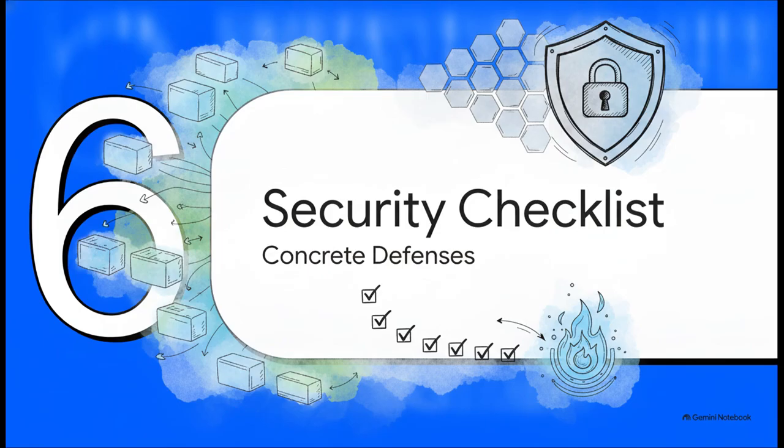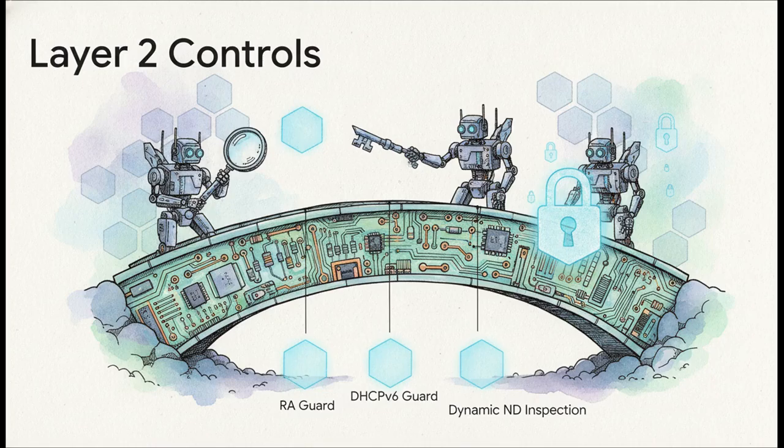Section 6. The Security Architect's Checklist, Concrete Defenses. Let's move to our final checklist and see how this all builds into a highly actionable playbook, starting right at Layer 2. You need to deploy Router Advertisement Guard based on RFC 6105 on all access switch ports, so only authorized routers can send RAs. Enable DHCPv6 Guard to permit server messages only from your trusted uplinks. Turn on Dynamic Neighbor Discovery Inspection to validate messages against your snooping table. And hey, for highly sensitive segments, definitely consider SEND for actual cryptographic authentication of those NDP messages.